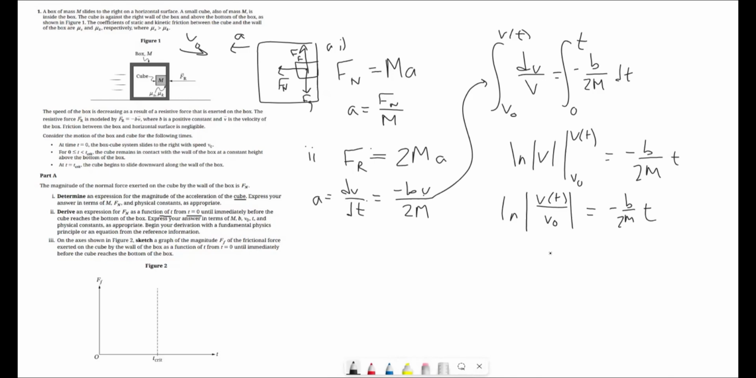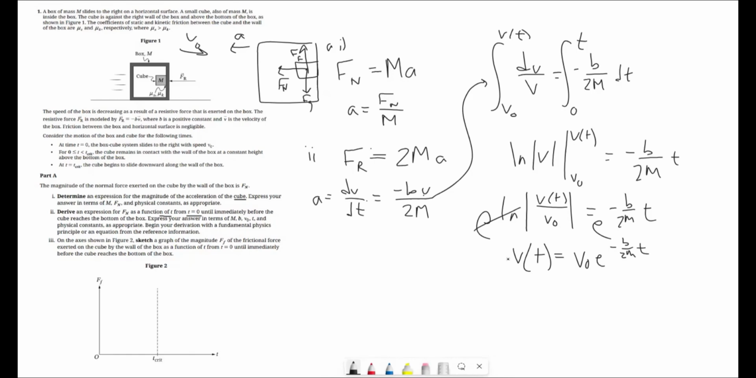Then the last thing to solve this, we're going to take e to both sides. That'll cancel out the natural log, and then we'll multiply our constant v sub 0 over. We get v of t equals v sub 0 e to the negative b over 2m t.